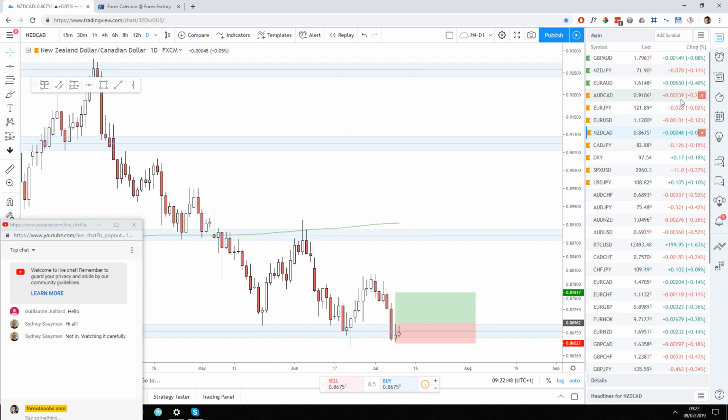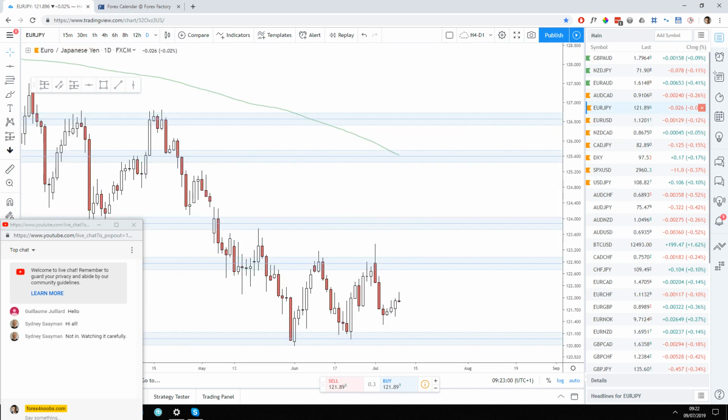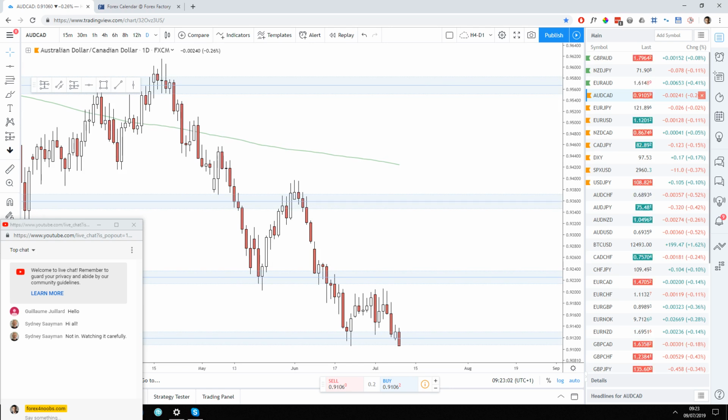I'll be watching them across all time frames, except for New Zealand CAD, which is already formed on the daily. So if I were to get in on this one, it would be on the daily. I'm not sure if I will get in on this, though. I'll think about it, and I'll share to the forum if I do. But yeah, that wraps it up for the analysis, guys.